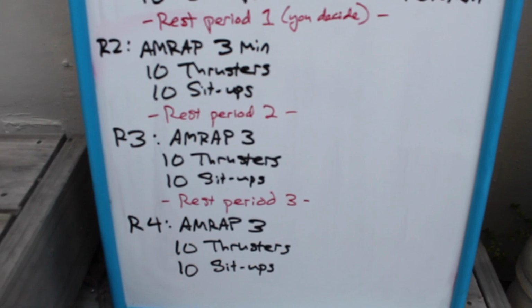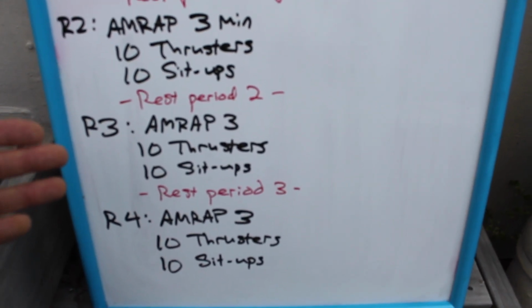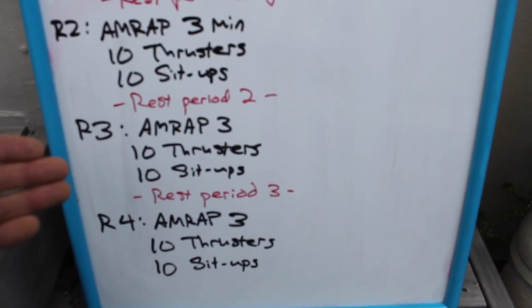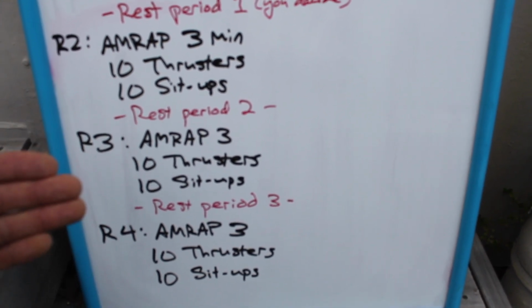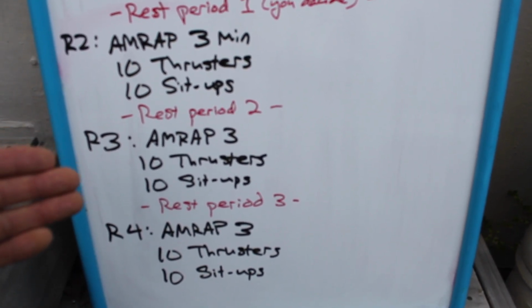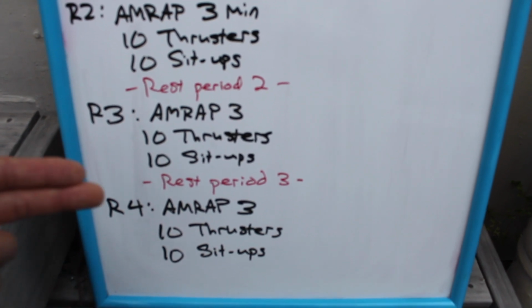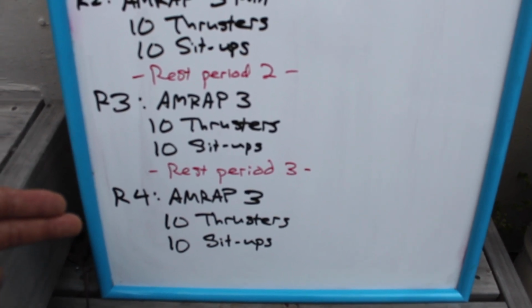Then you go on to round three. Again, the couplet of going back and forth with the thrusters and ab movements. Start with the thrusters, and then go into the ab movements back and forth, going over and over till your 3 minutes is up. And then your last rest period before your fourth and last round of that couplet of thrusters and ab movements.